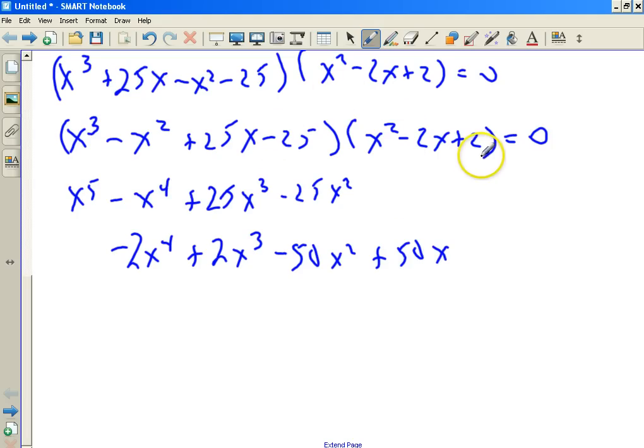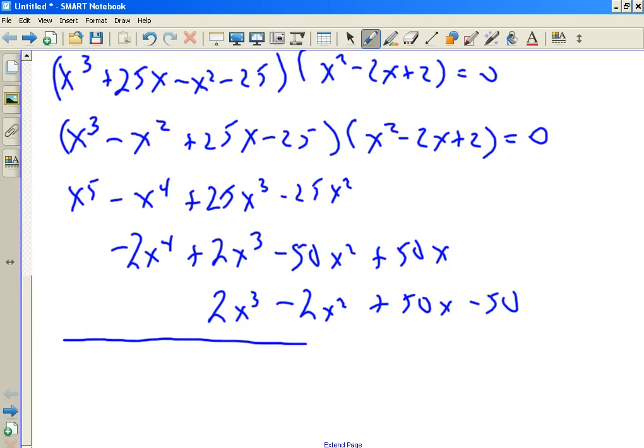Okay, now by 2, that's easy, right? 2x cubed minus 2x squared plus 50x minus 50. Okay, good. Let's combine all the like terms, and then we get a new equation equal to 0, and it's done.